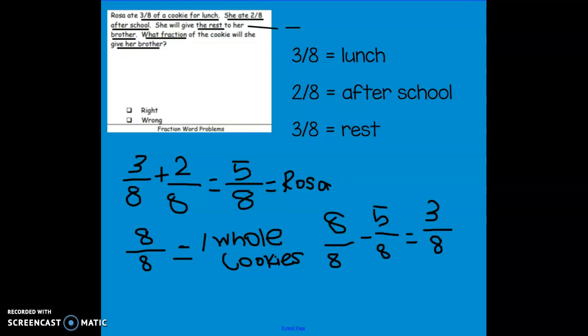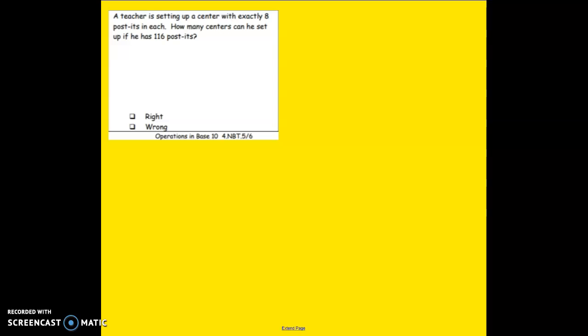Okay, we're going to move along to our next question. A teacher is setting up a center with exactly 8 post-its in each. How many centers can he set up if he has 116 post-its? Okay, so immediately I see the word each, and that tells me that I'm either multiplying or dividing.